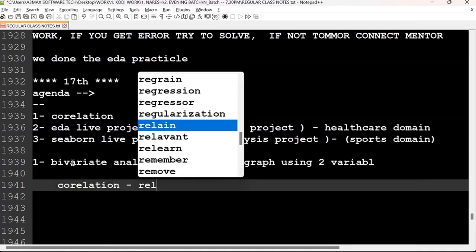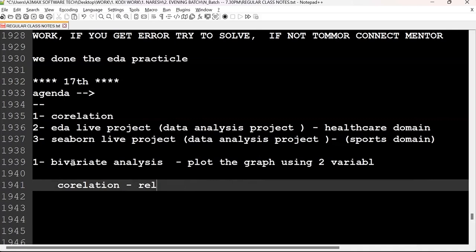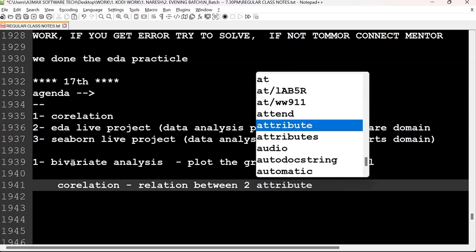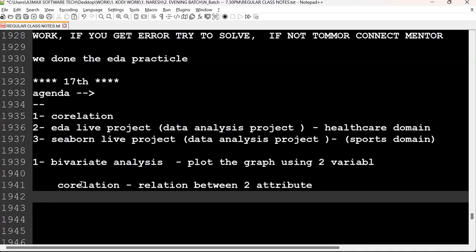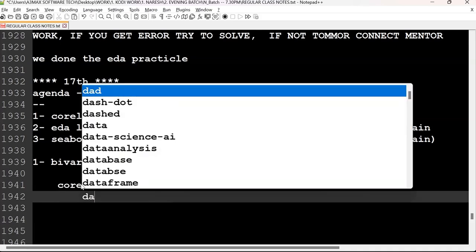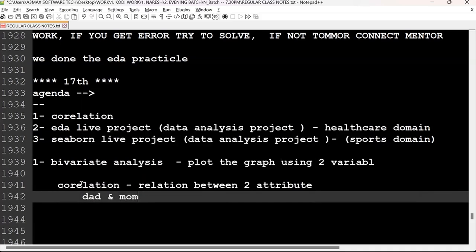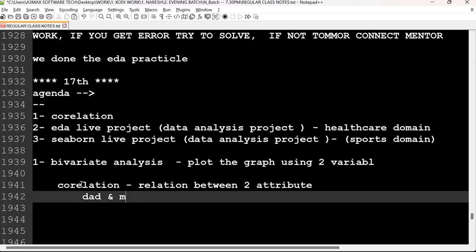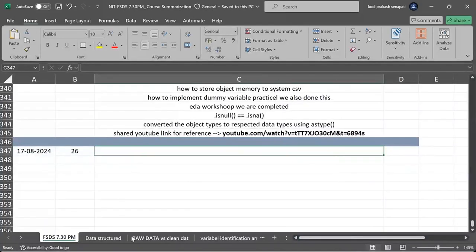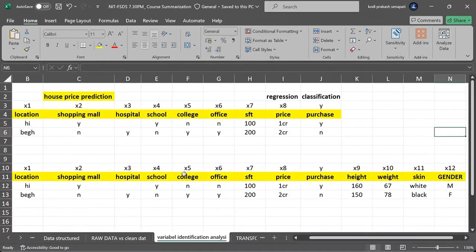What is correlation? A strong relation between two attributes is called correlation. In a family, father and mother have the highest correlation or not? Mom and dad have the highest correlation, isn't it? And then brother and sister have high correlation. Are you getting my point? The same way, let's get back to this part.